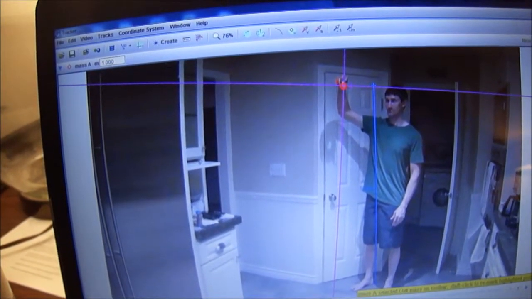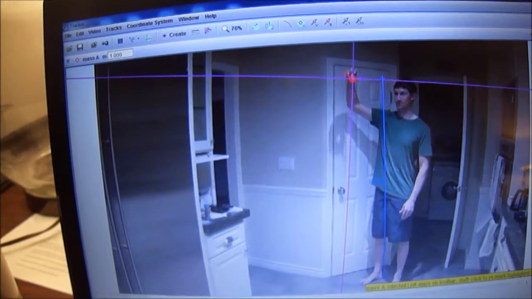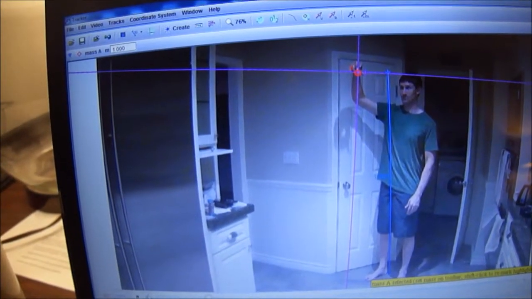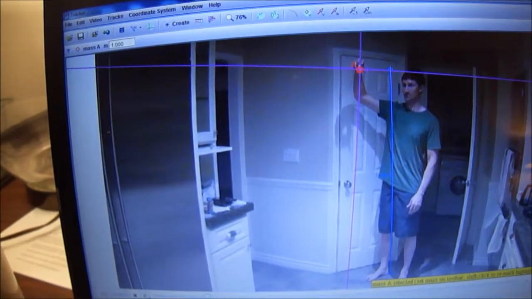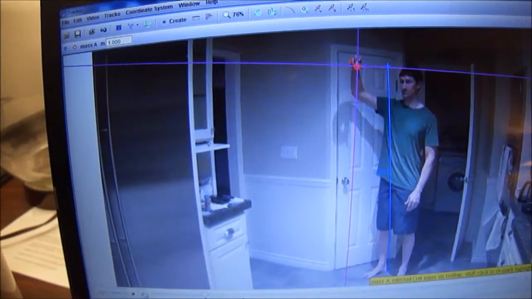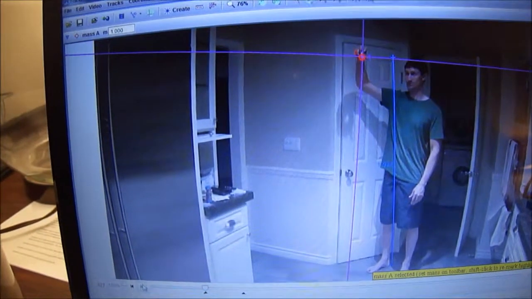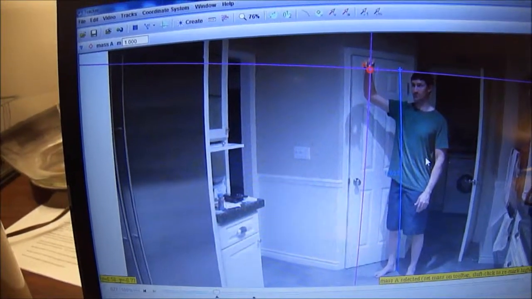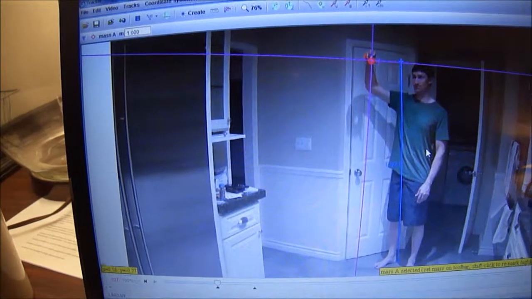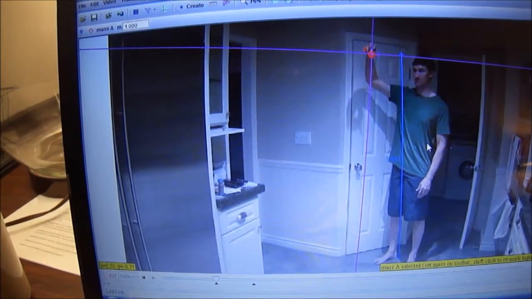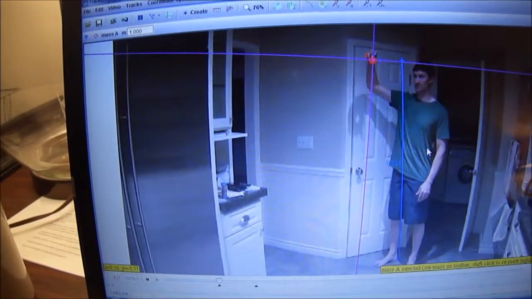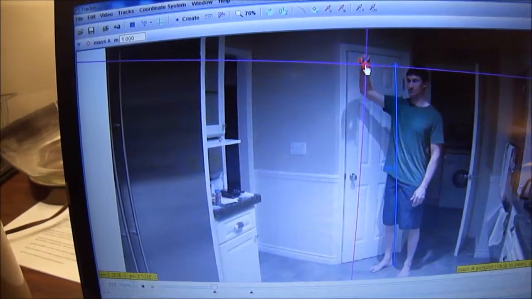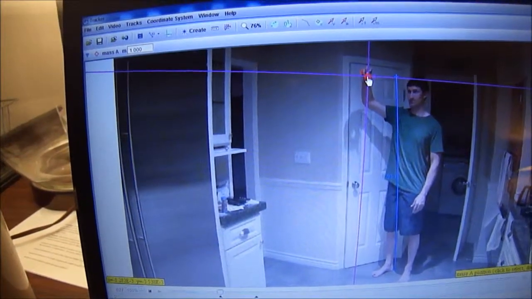We note that our video is recorded at 30 frames per second, so the time between each frame is 1/30th of a second. So our 30 frames per second is our video time scale. Our length scale, and you'll note this from the student, he's 6'3", and that's 1.923 meters.